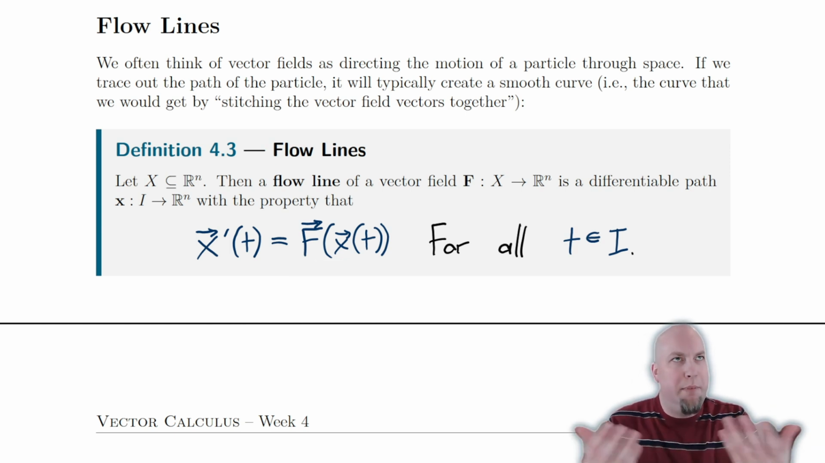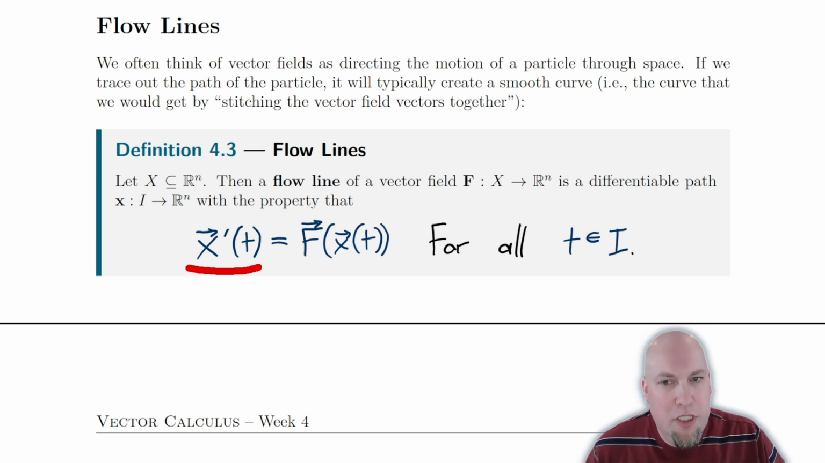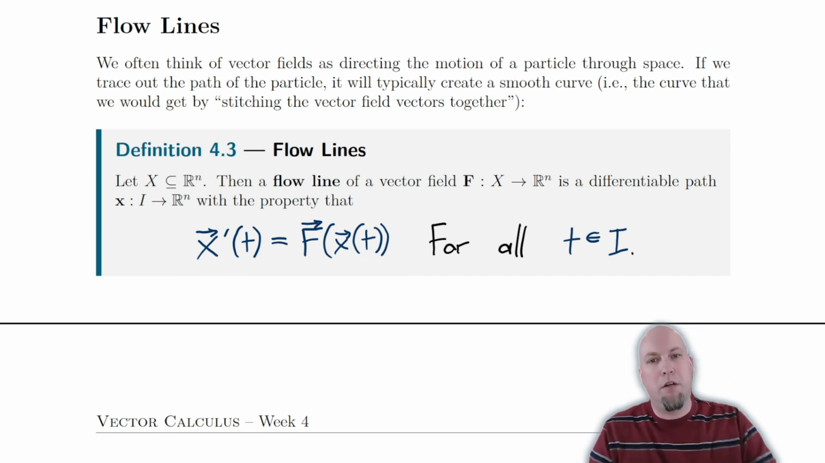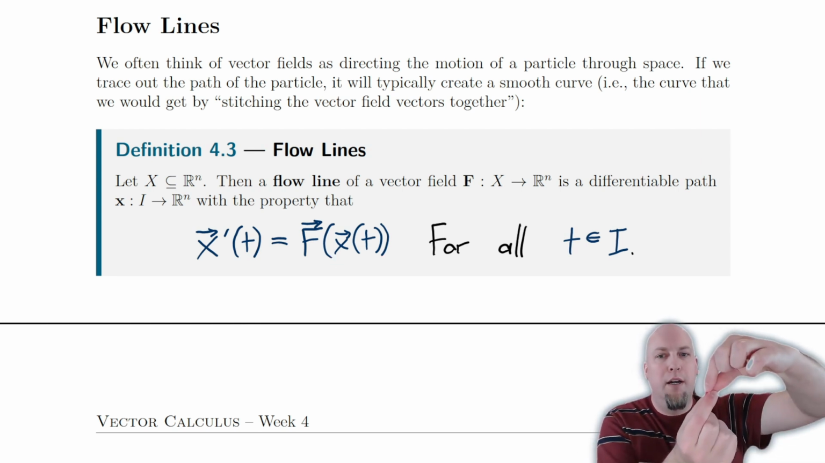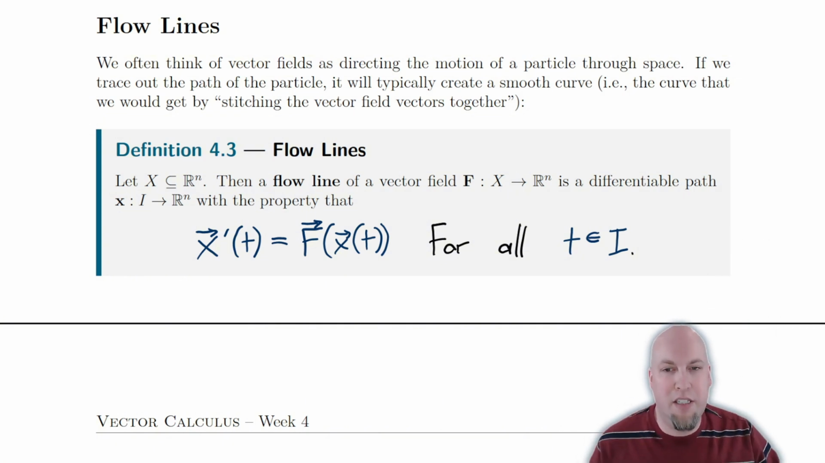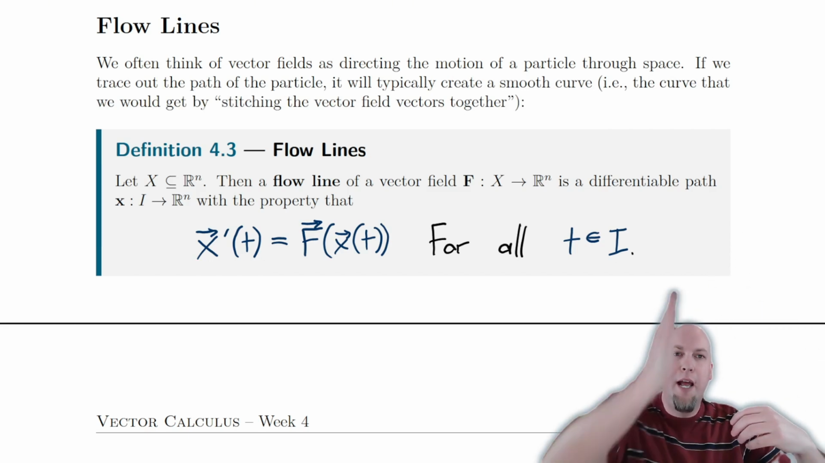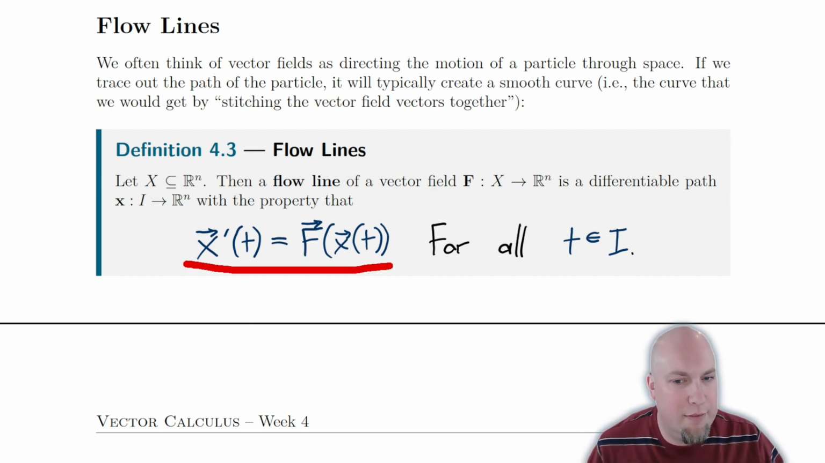Or maybe read in a more human way, the velocity of the path just equals the vector field at that point. So wherever the particle currently is, that's this x of t in here, well, where's the vector field telling it to go? That's what f of x of t is. Well, that's where it goes. That's what the velocity is. So wherever the vector field is telling the particle to go, that's the way it goes. That's the defining property that flow lines have.